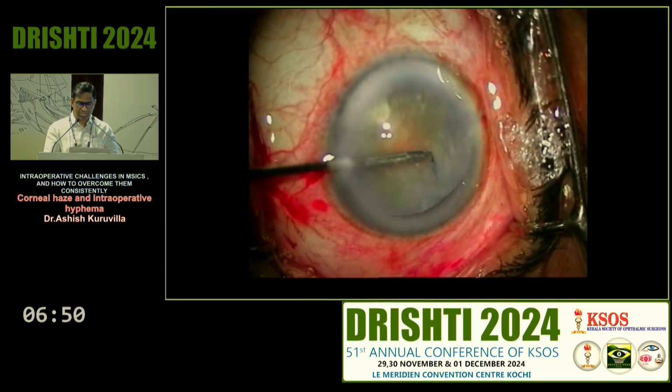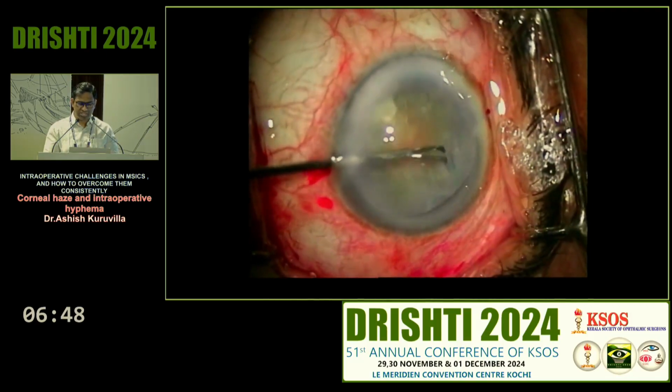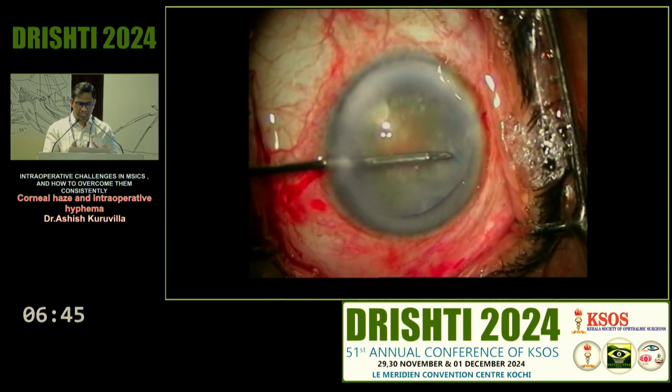So here, this is like what Dr. Leena was talking about, an intumescent cataract where you need a decent size rhexis, especially with SICS.